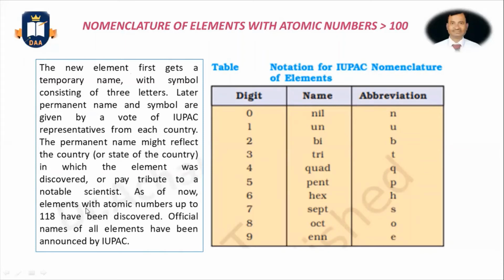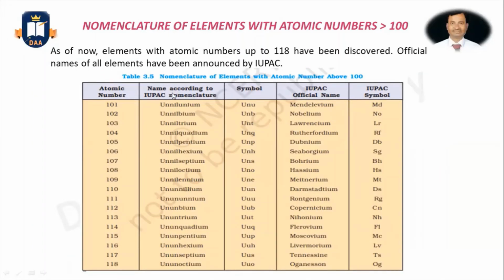As of now, the elements with atomic numbers up to 118 have been discovered, and official names of all elements have been announced by IUPAC. And you can see here the nomenclature of elements with atomic numbers above 100. So when the atomic number is 101, then the name, as per the naming recommendation by the IUPAC, is Unnilunium, and the symbol is UNU.